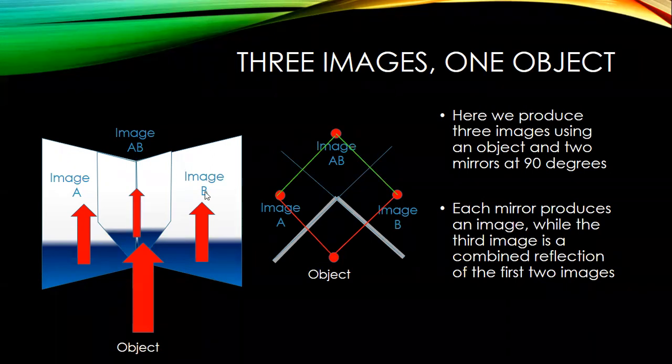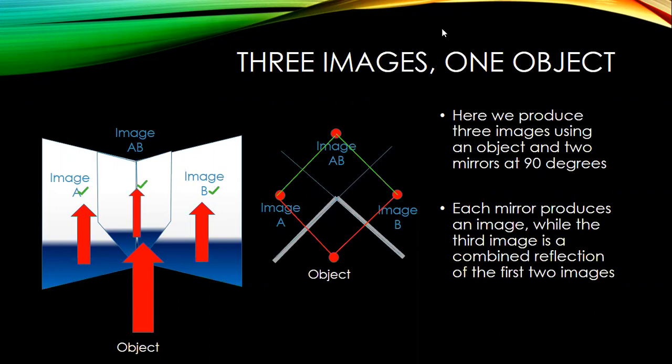First of all, we see the first two images created, image A and image B. We also see that they create their own image within the system, okay? It's actually split on each side, but this image AB is actually the image from A and from B.